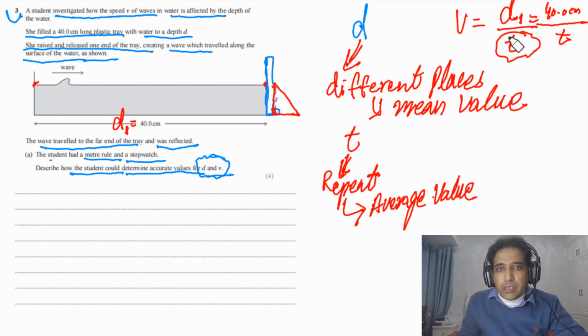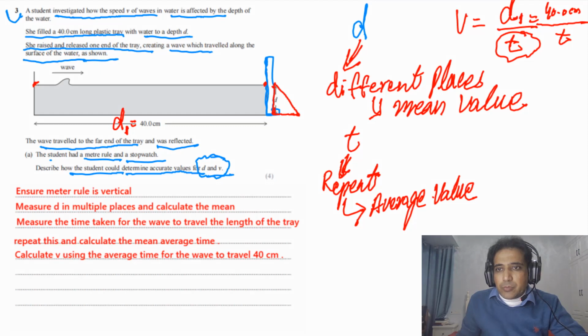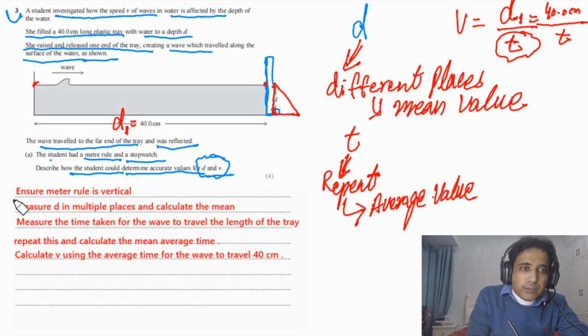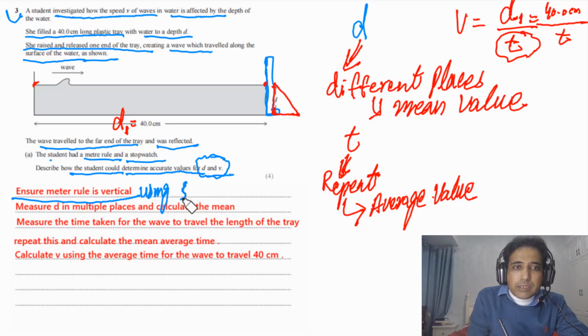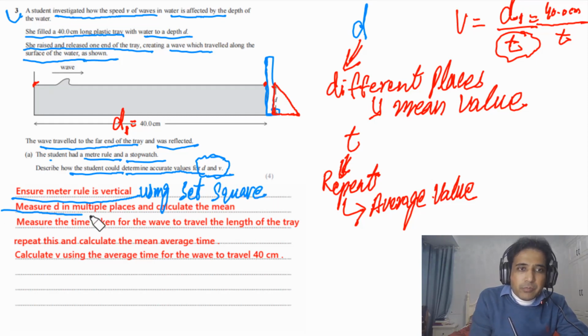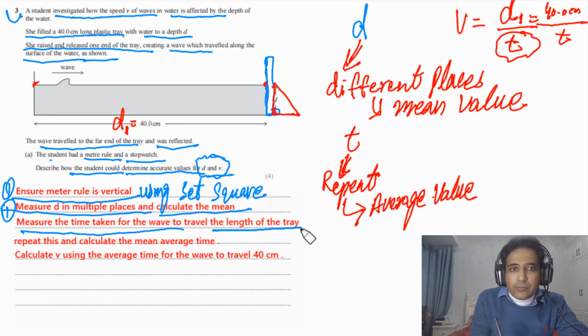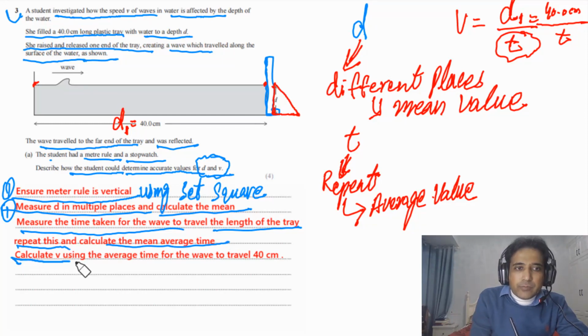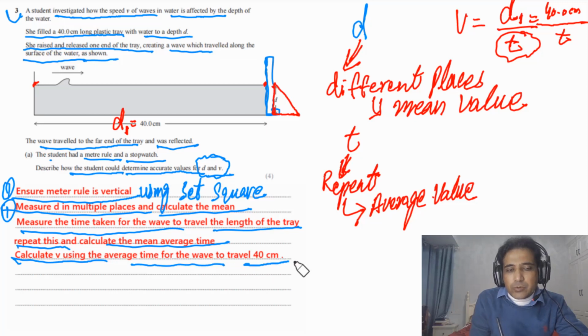Let me show you how you can write down your final answer. In our final answer we can mention these points. First of all, ensure the meter rule is vertical, using a set square. Measure d in multiple places and calculate the mean. If you write this, you will get 1 mark, and 1 mark for this one. Measure the time taken for the wave to travel the length of the tray, from here to here, repeat this and calculate the mean value, and then calculate the value of v using the average time for the wave to travel 40.0 centimeters. So this is how you can answer.